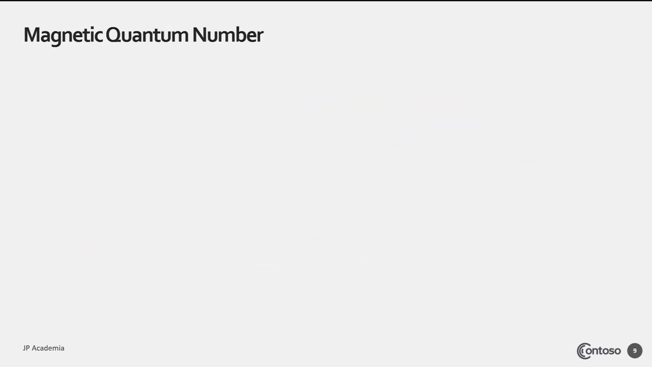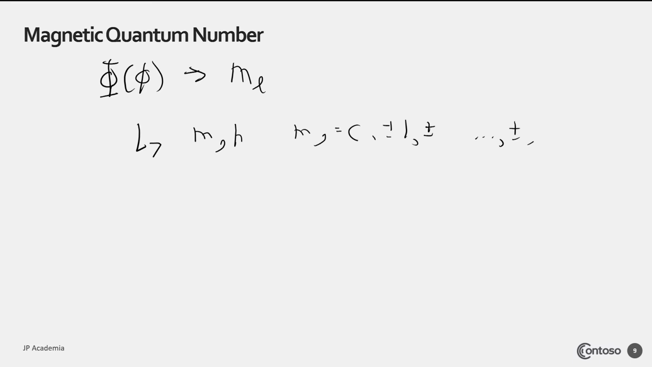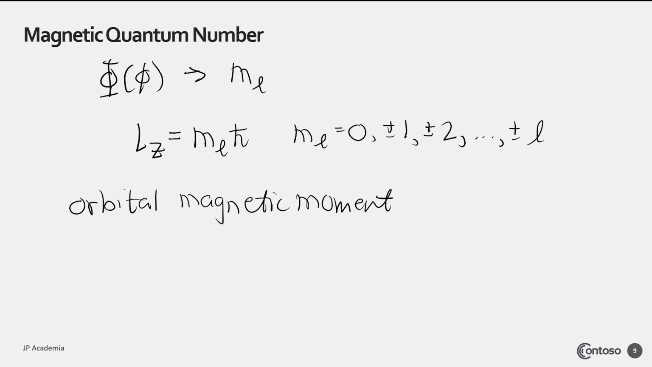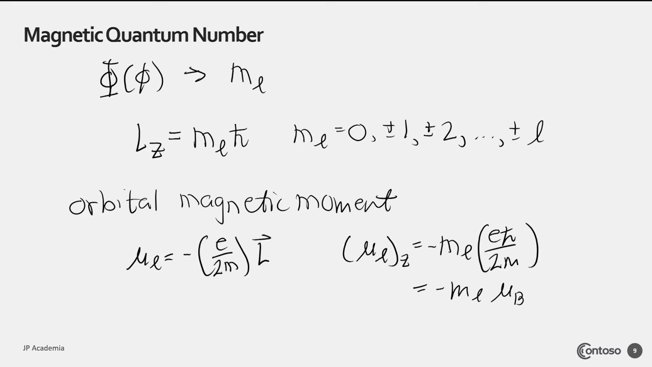After discussing the relationship of the orbital angular momentum with its orbital magnetic dipole moment, we now go to the third quantum number. The solution for the function phi generates the magnetic quantum number m sub l. This determines the z component of the orbital angular momentum. As we have defined previously, we have also the following relationship for our magnetic dipole moment and the orbital angular momentum.